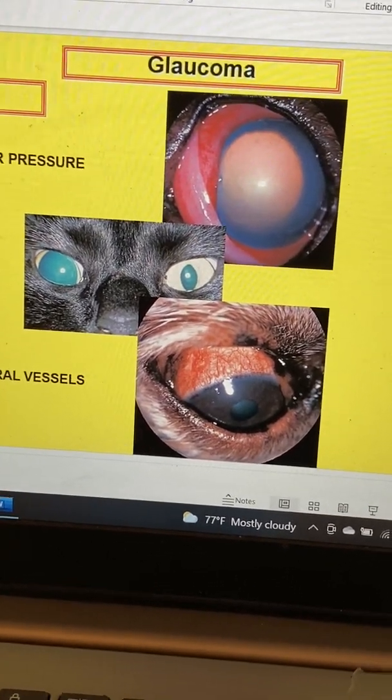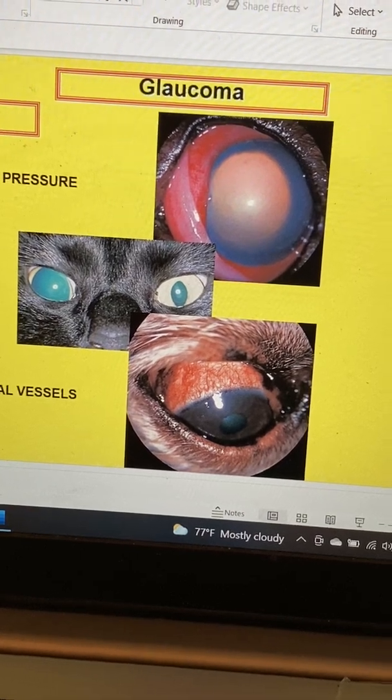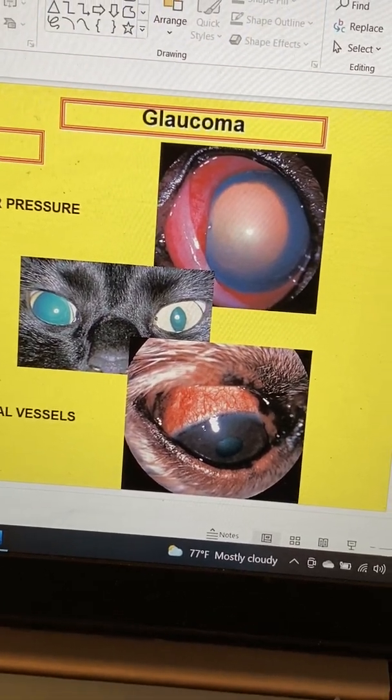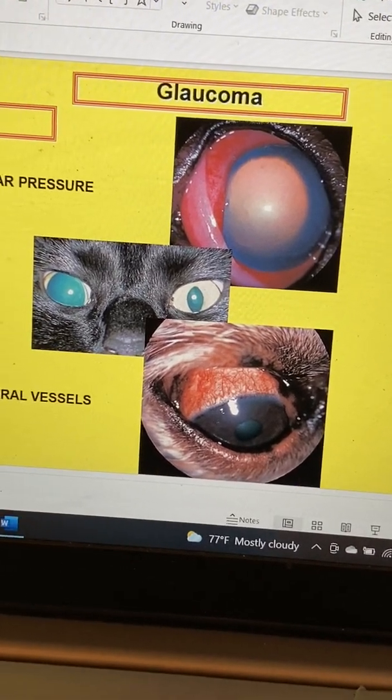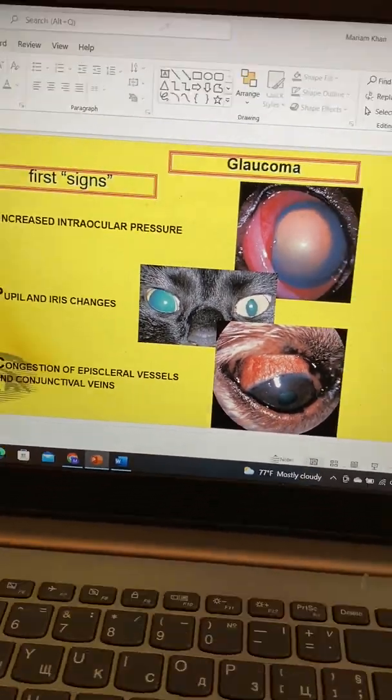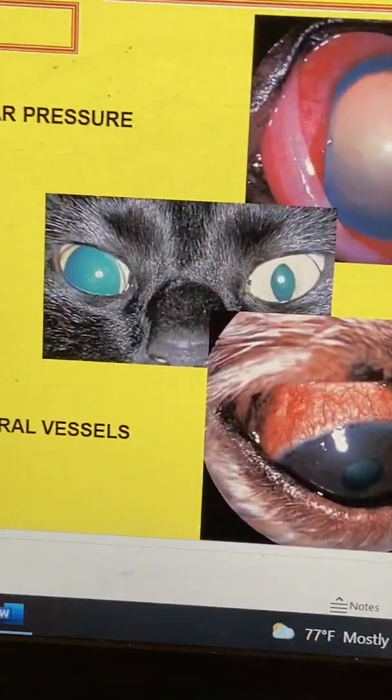There's also absolute glaucoma. These are glaucoma changes that are severe to the point where you get retinal degeneration, and you don't know if it's primary or secondary. Basically, it doesn't even matter because the patient's blind anyway. So what are the signs? We already know about increased intraocular pressure, but you can also see changes in the pupil and the iris.